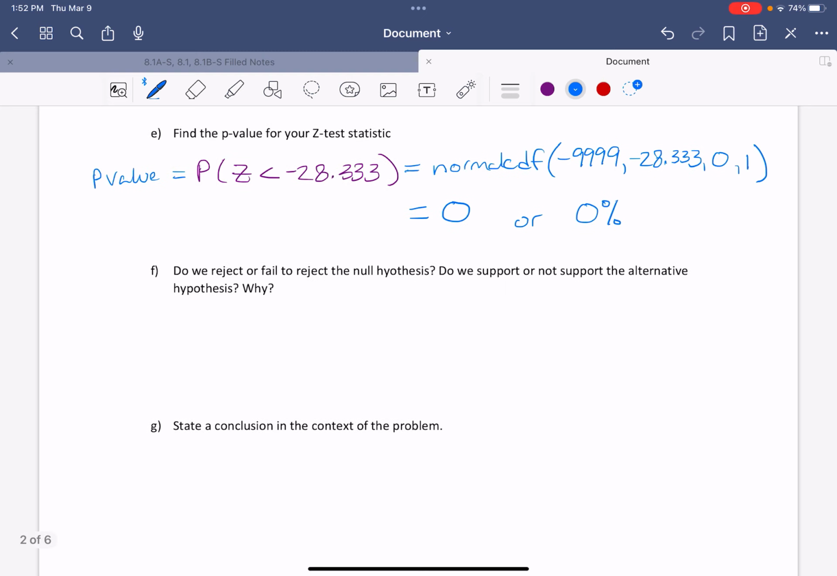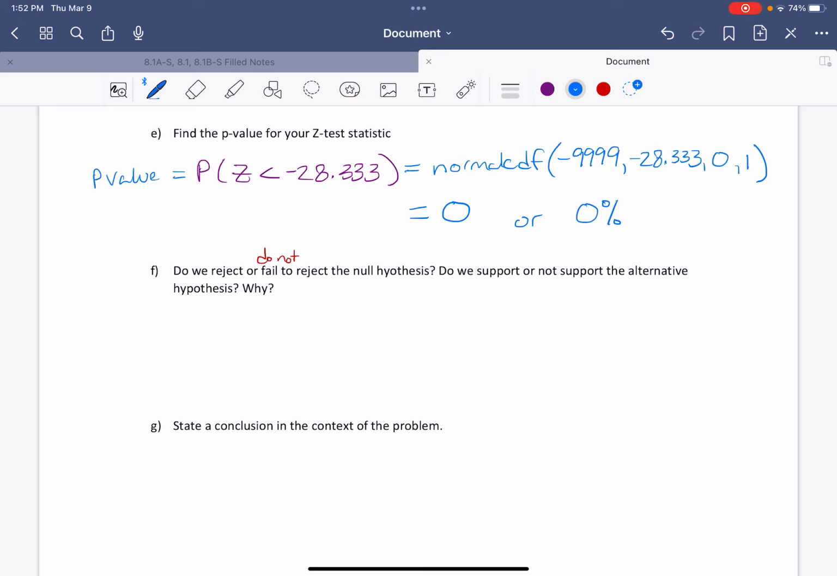Part F. Do we reject or fail to reject? Remember, where you see fail to reject, that's the same thing as saying do not reject, whichever phrasing you prefer. So do we reject or do not reject the null hypothesis? Do we support or not support the alternative hypothesis?